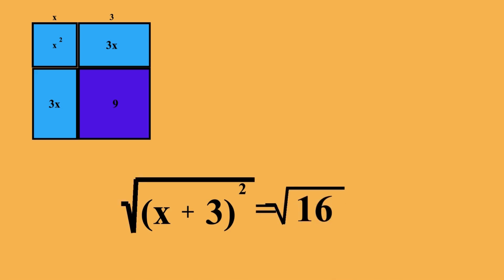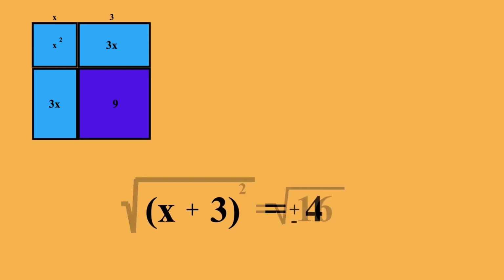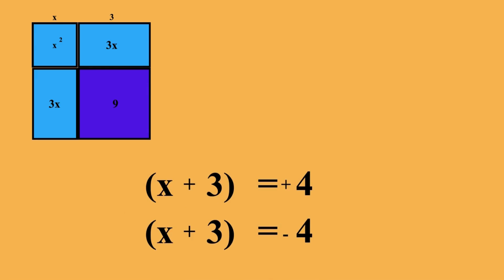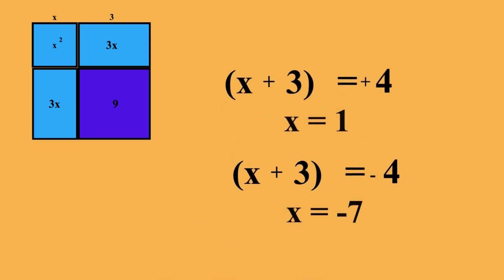And if we take the square root of both sides, we end up with x plus 3 is equal to plus or minus 4. Now, I can split this up into x plus 3 equals plus 4 and x plus 3 equals minus 4 and solve them on their own. And we end up getting that x is equal to 1 and x is equal to negative 7.